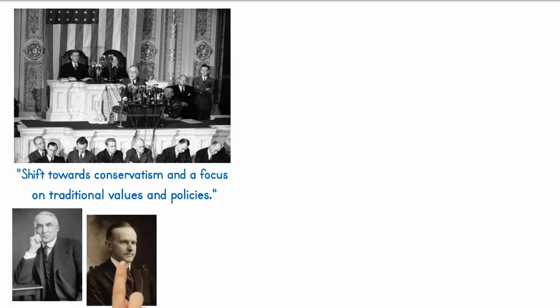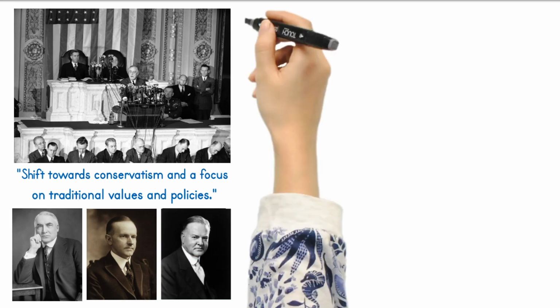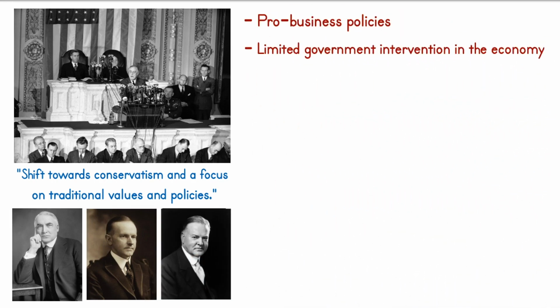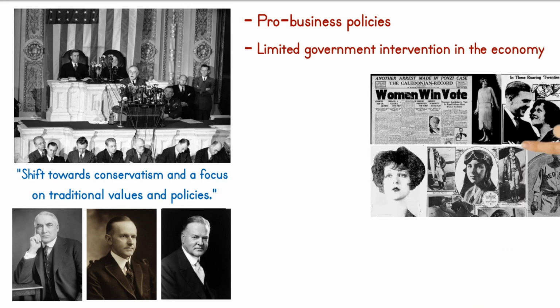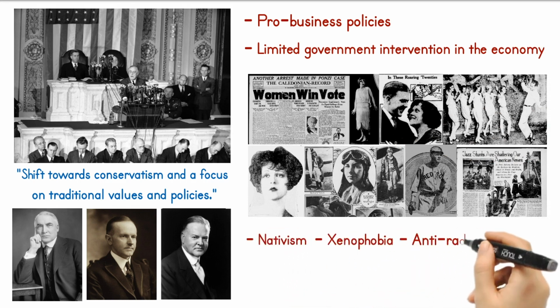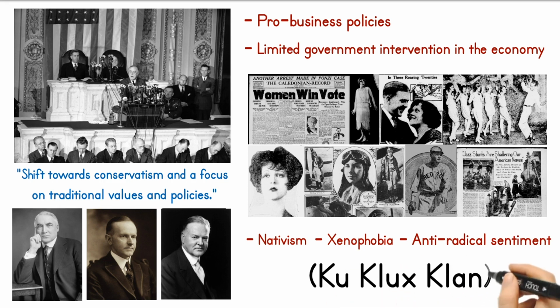Harding, Calvin Coolidge, and Herbert Hoover championed pro-business policies and limited government intervention in the economy. At the same time, the conservative backlash against social and cultural change led to a resurgence of nativism, xenophobia, and anti-radical sentiment, reflected in the rise of groups such as the Ku Klux Klan.